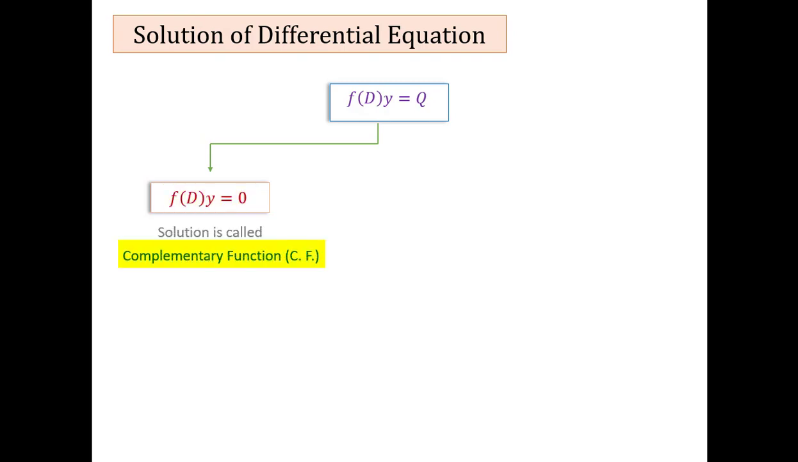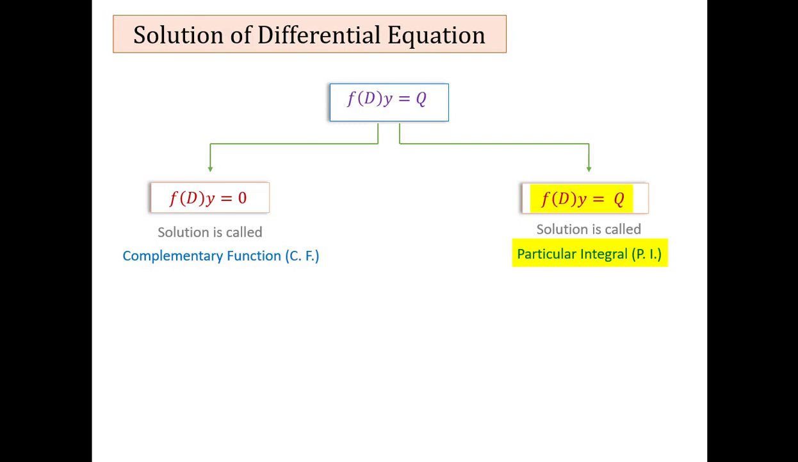In complementary function, the number of arbitrary constants is equal to the order of the given differential equation. For example, suppose the order of differential equation is 2, then there will be 2 arbitrary constants in complementary function. In the second part, we will find the solution of f(D)y = q, which does not contain any arbitrary constant and it is called particular integral.